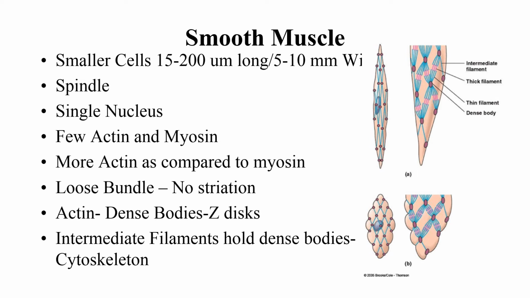The smooth muscle cells are different from skeletal muscles or the cardiac muscles because they are smaller cells, 15 to 200 micrometer long, and their width is 5 to 10 millimeter. They are not cylindrical, they are spindle shaped, flat cells, and they have a single nucleus in each cell. They have few actin and myosin, and actin and myosin are not in the form of sarcomere, they are arranged in bundle form, and there is no striation because they are not in linear fashion.